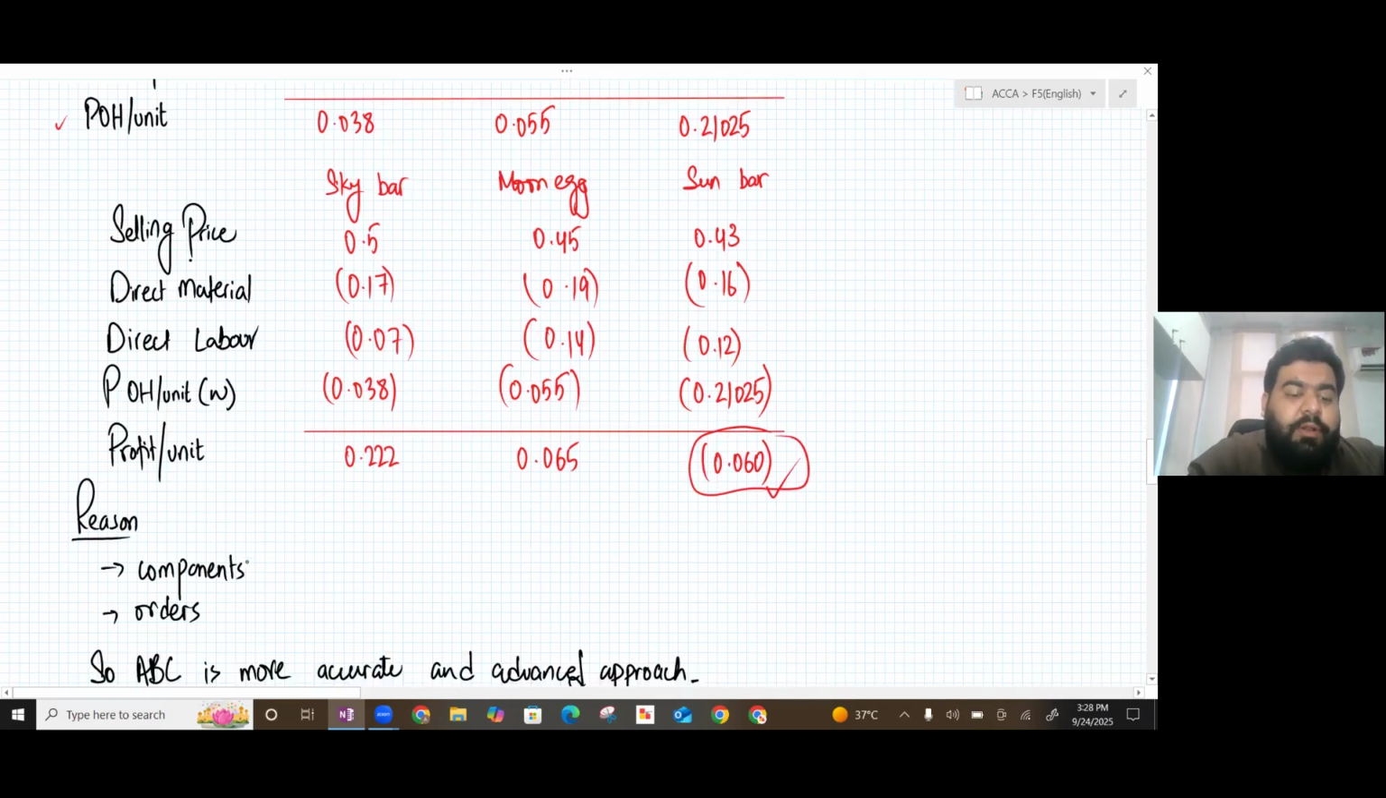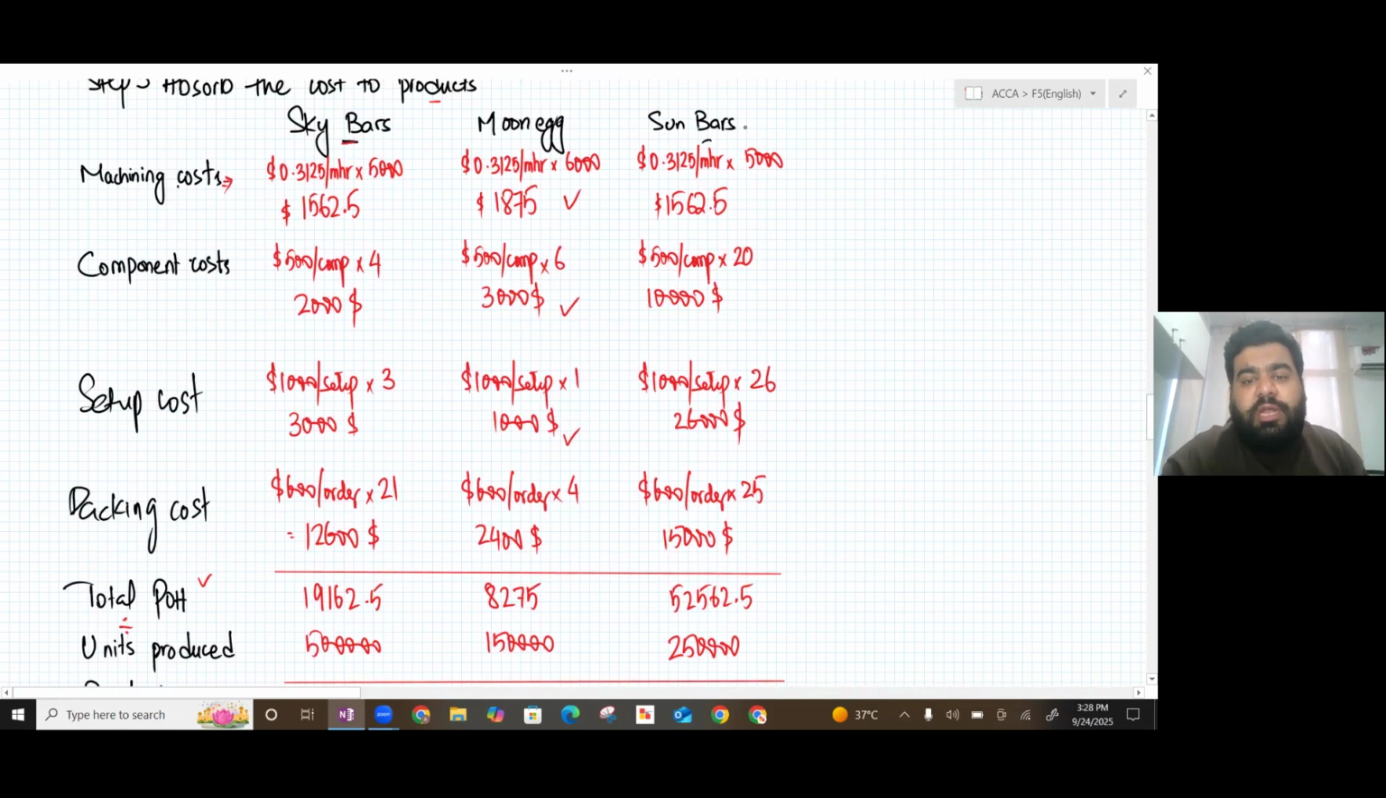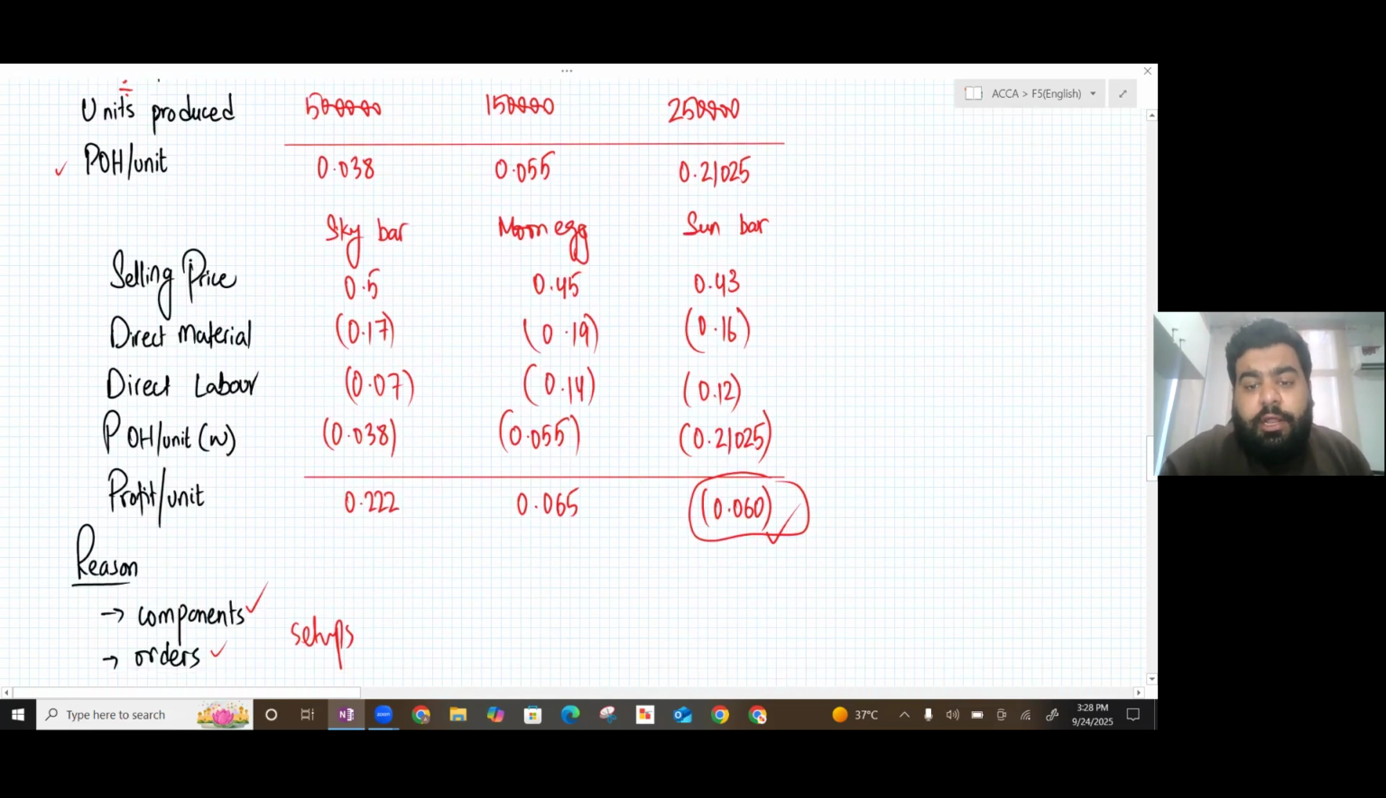That's what I've written here: number of components, number of orders, number of setups, all of these are much higher in Sunbar. That's why Sunbar shows the real loss, not a fake loss. In absorption costing, it was a fake profit shown by Sunbar, because obviously we were using the wrong base there. So it's very important to understand that using the right base is very important.